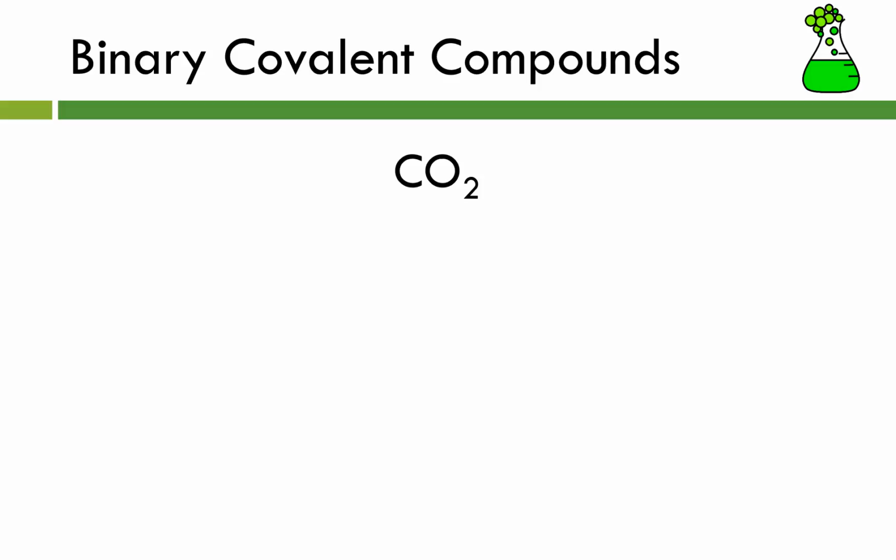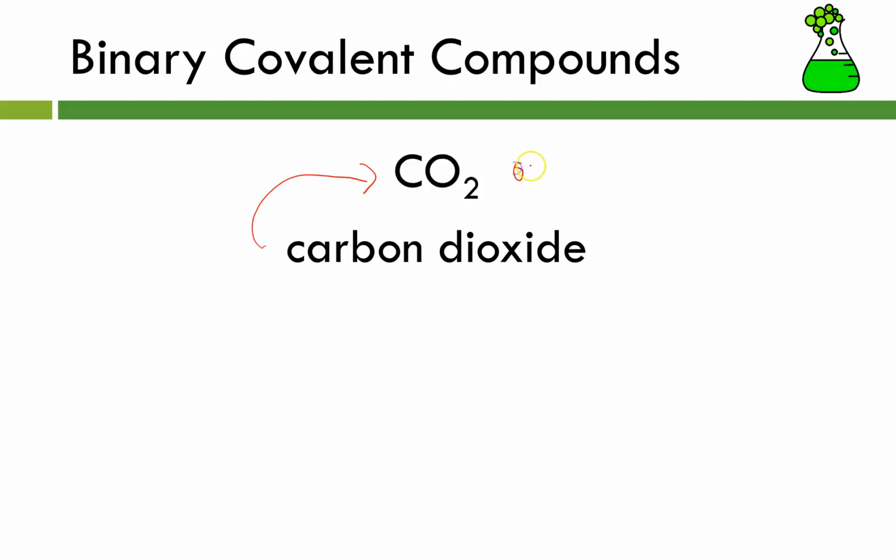Let's take one you are probably very familiar with. CO2, we know that's called carbon dioxide. If you had to explain to somebody how you named it, well, the first element, the first nonmetal listed, keeps its name. That's carbon. We know that O is oxygen. And just like with ionic compounds, we're going to drop the ending and we're going to add "ide."